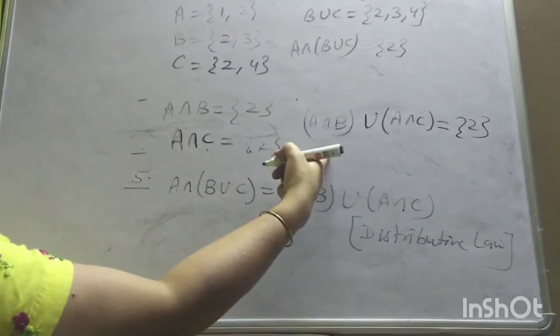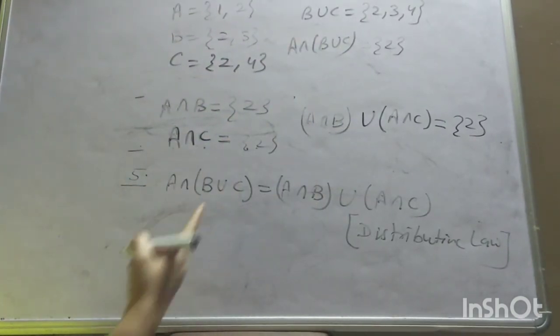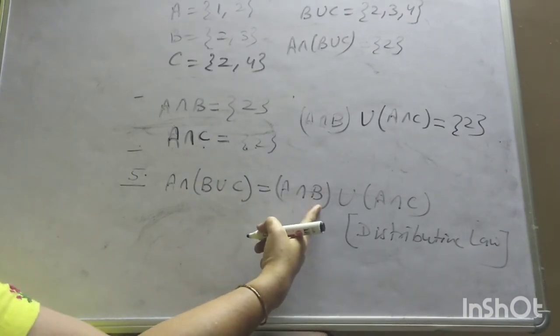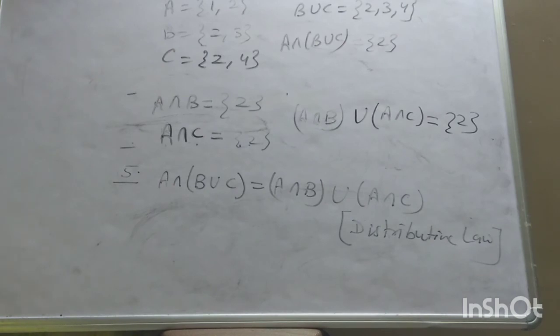So left hand side is equal to right hand side. So A intersection (B union C) is equal to (A intersection B) union (A intersection C). This is the distributive law. That's all for today. Thank you all.